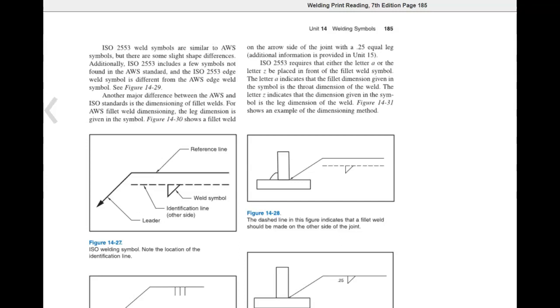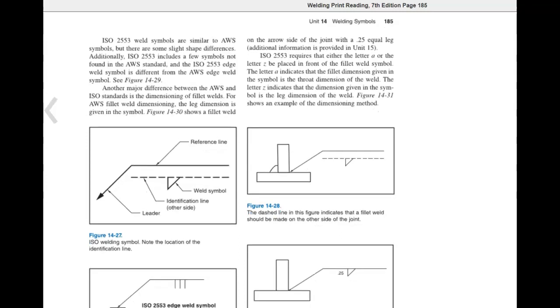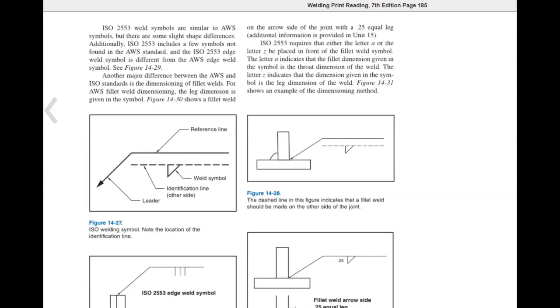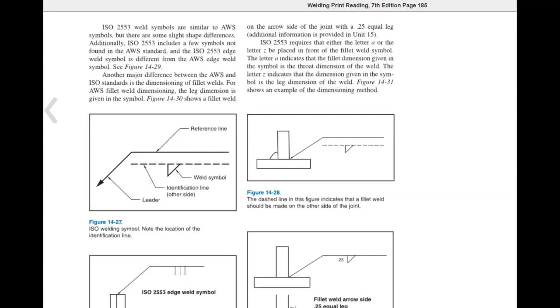ISO 2553 weld symbols are similar to AWS symbols, but there are some slight shape differences. Additionally, ISO 2553 includes a few symbols not found in the AWS standard. The ISO 2553 edge weld symbol is different from the AWS edge weld symbol. Another major difference between the AWS and ISO standards is the dimensioning of fillet welds. For AWS fillet weld dimensioning, the leg dimension is given in the symbol. Figure 14-30 shows a fillet weld on the arrow side of the joint with a 0.25 equal leg.